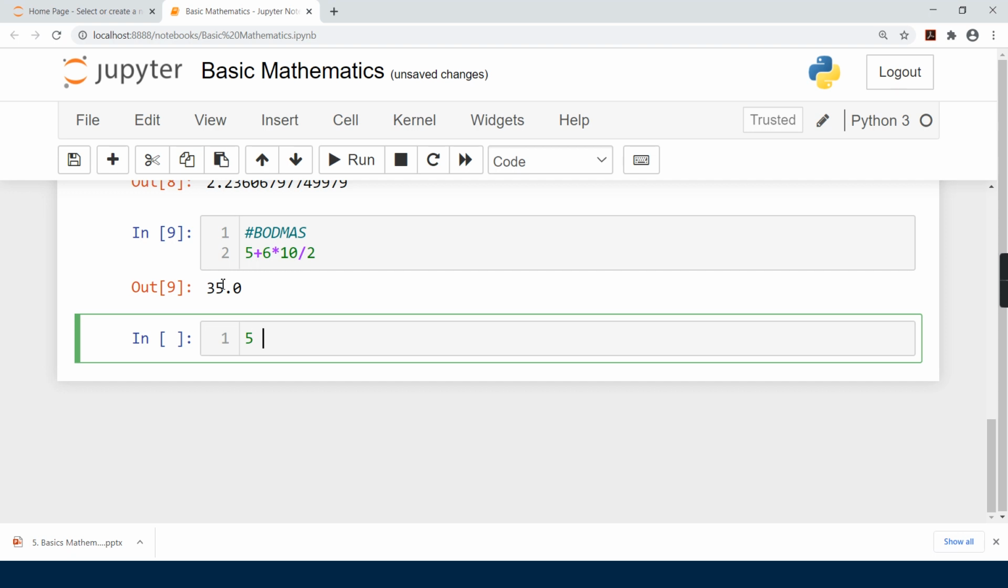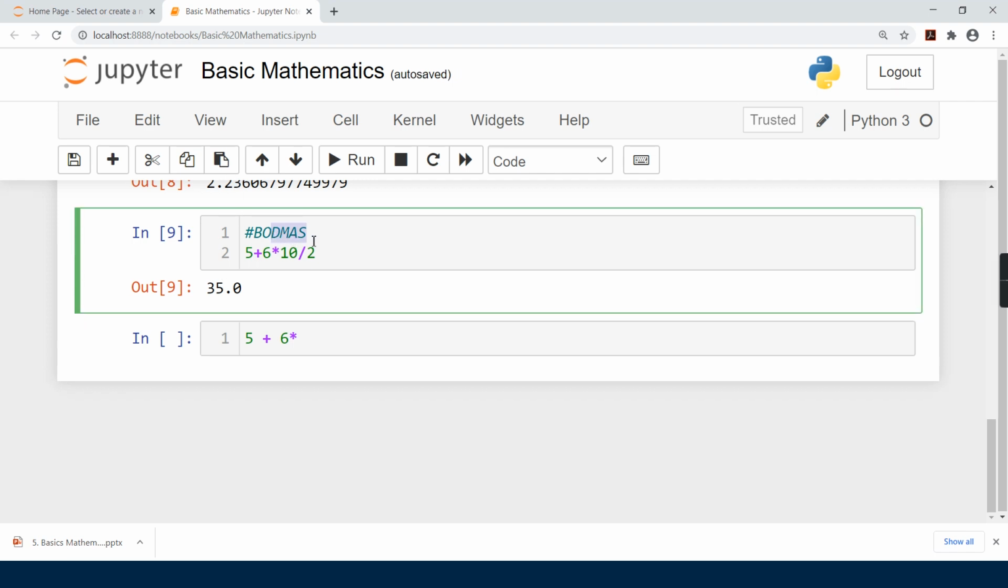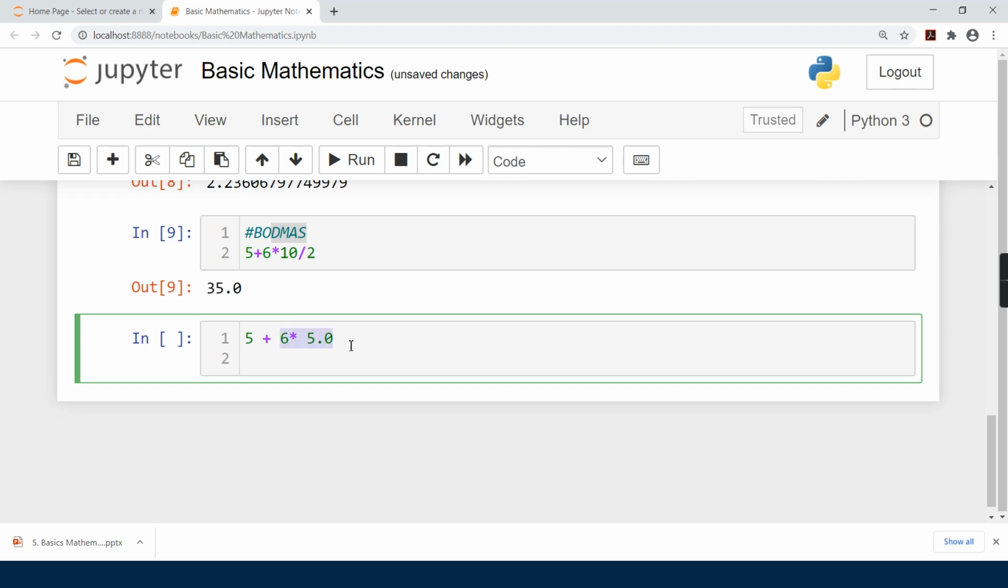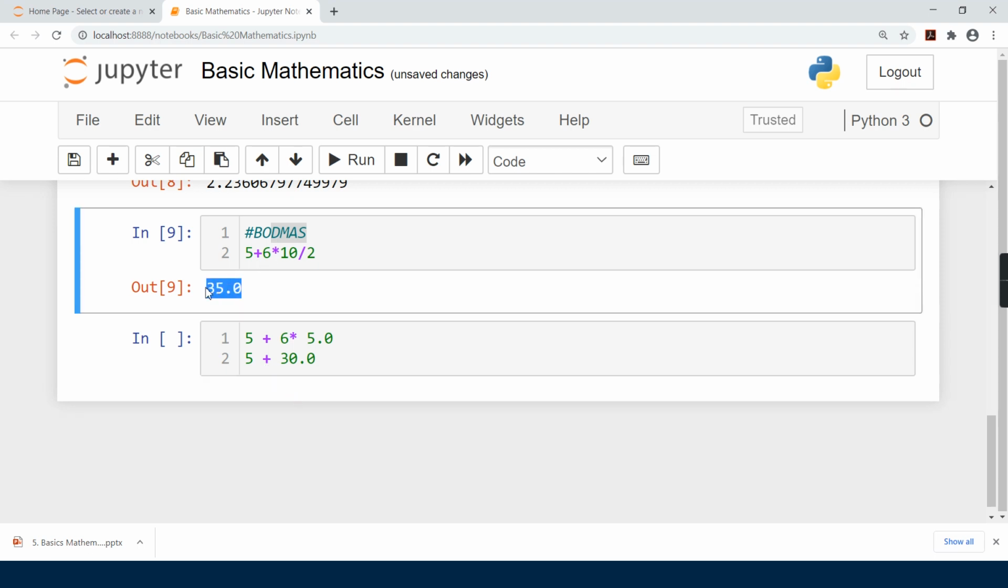This is because what Python actually did is 5 plus 6 times, it has executed the first piece as division. Since there is no bracket and there is no operator, from BODMAS it is going to start from this place. So DMAS. So it is going to do the division first. So 10 divided by 2 is nothing but 5. The next thing it is going to do is multiply these two numbers. So here we have 5 plus 30.0. That is how we are getting the value as 35.0.